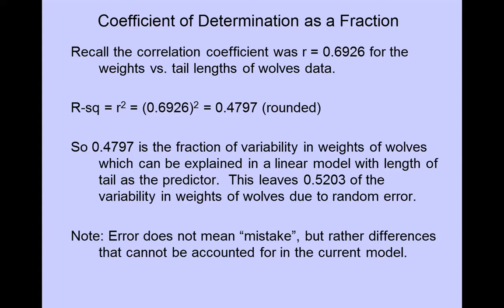So the 0.4797 is the fraction of variability in the response variable, weights of wolves, which can be explained in a linear model or a straight line model when I use length of the tail of the wolf as the predictor variable. The part that's left over, 1 minus 0.4797 or 0.5203, is the part of the variability in weights of wolves that we say is due to random error. That's the natural fluctuation in weights of wolves that isn't explained by the model. It's that idea that not every wolf with the same tail length is going to weigh the same amount. Part of it is unexplained.